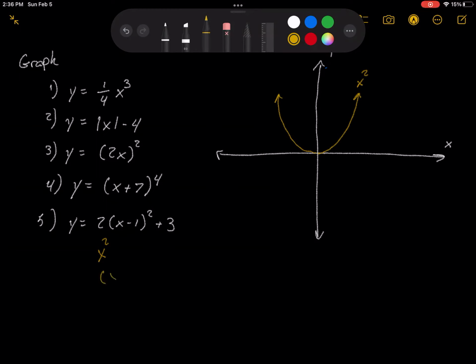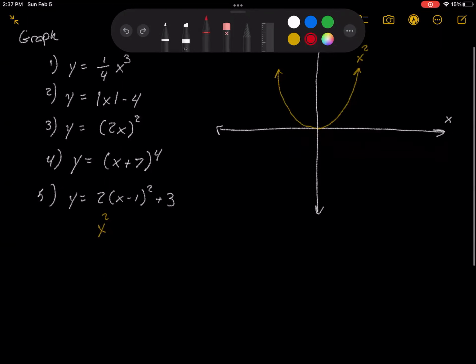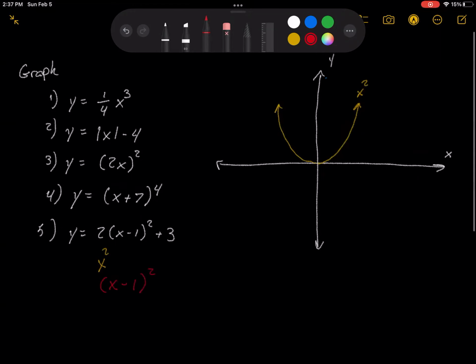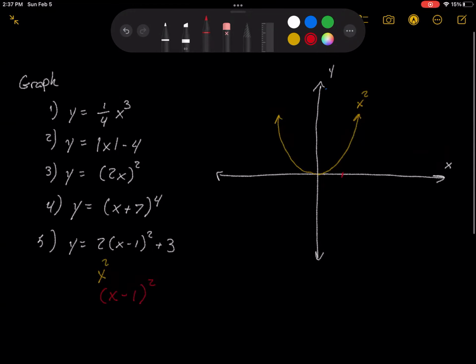First, I'm shifting it to the right by 1 unit. In fact, let me change colors. So x squared is in yellow. Let's do our next step in red. I'm taking x, I'm subtracting 1 before I square it, so that'll be a shift to the right by 1 unit. So now my 0 doesn't occur at 0, it occurs at 1, but it's the same shape. This is x minus 1 squared.